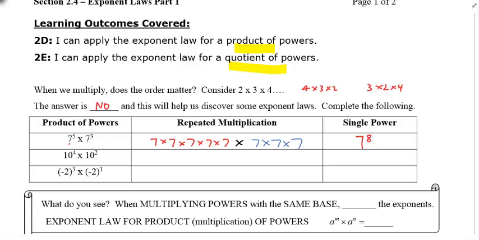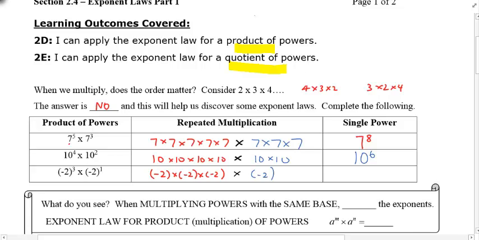Now do the same thing with the other 2 lines, okay? And let's see what you get. 10 times 10 times 10 times 10. And then 10 squared is just 10 times 10. And it looks like there are 6 of them, so 10 to the power of 6. And then here we have negative 2 times negative 2 times negative 2. And then we've got one of these factors of negative 2. There are 4 of them in total, so negative 2 to the power of 4.